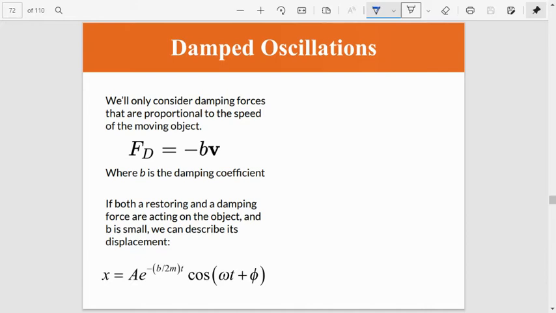And the strength of these forces is determined by a coefficient called the damping coefficient. So you can have your restoring force present, and then there's also this damping force acting on your oscillating object, which, if it's not too strong, you can actually still describe the oscillations using the formula shown at the bottom here.